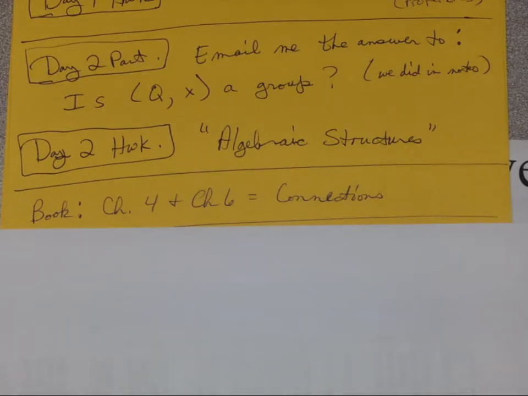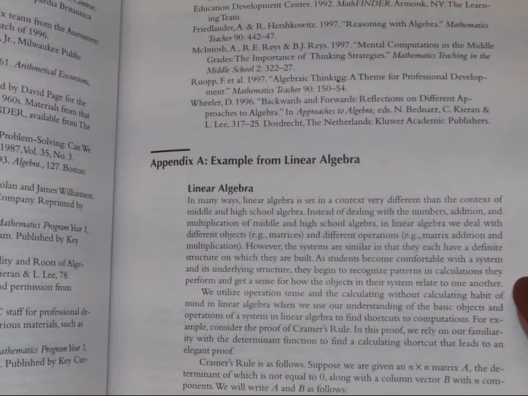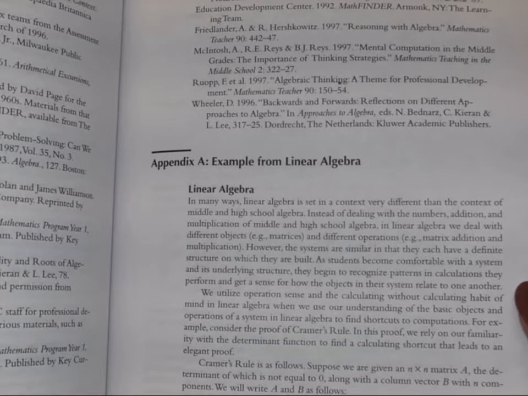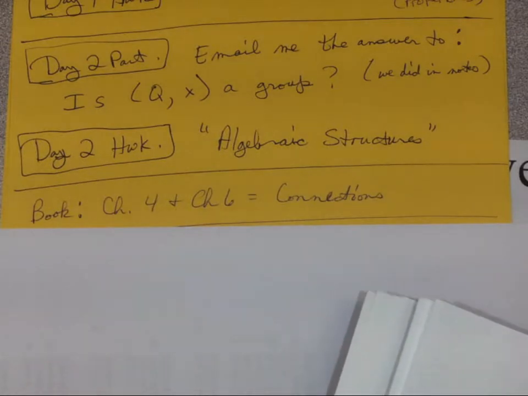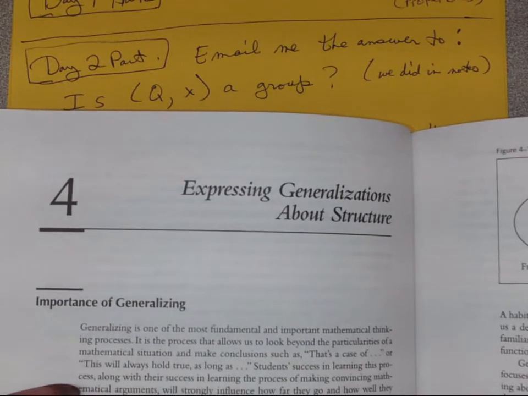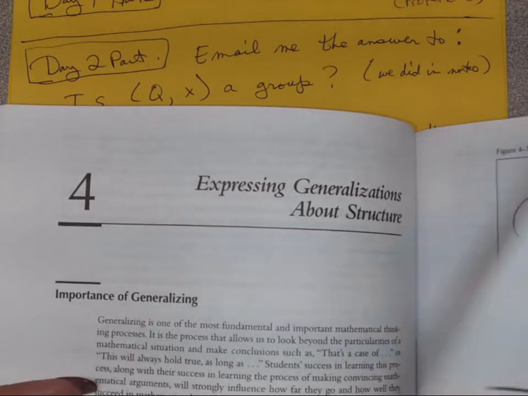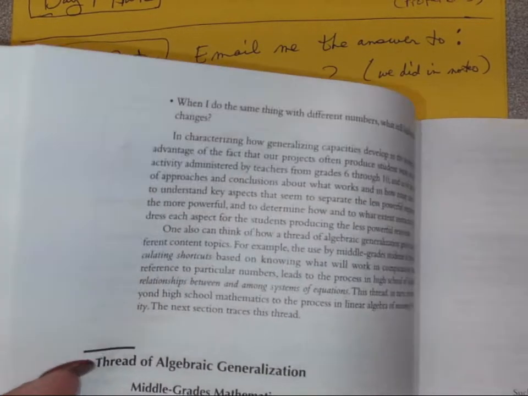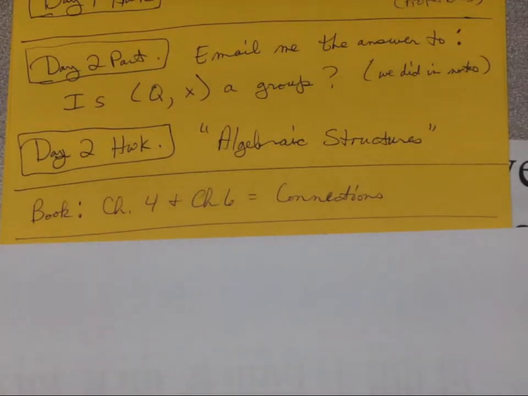So I'm not assigning a book assignment for you, but you'll notice in Chapter 4, there are some examples from linear algebra, which I mentioned today in class. There are some things about generalizing in this. Chapter 4 is called Expressing Generalizations about Structure. So there's some stuff about how you would set up equations. That would actually tie in systems of equations, stuff like that. Would tie in a lot with what we've done with algebra blocks. And then Chapter 6, well, all of it really, but Chapter 4, 5, and 6.